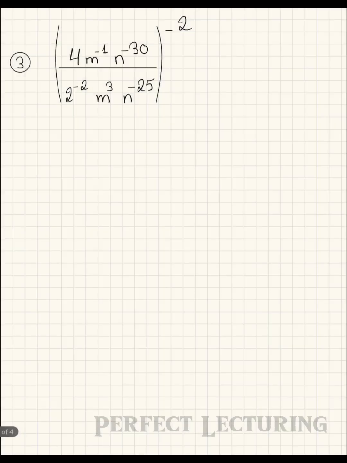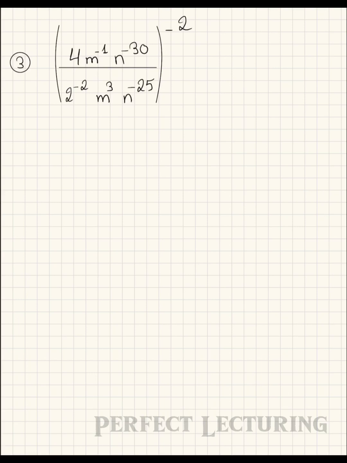Number 3. For exercise number 3, we have a bunch of exponents. We have a bunch of terms inside the parentheses, and we have an exponent of negative 2. Well, there are several ways to do this exercise. What I prefer to do is to simplify the terms inside before distributing the negative 2. I think it's easier. We can get rid of the minuses beforehand before distributing the negative 2.